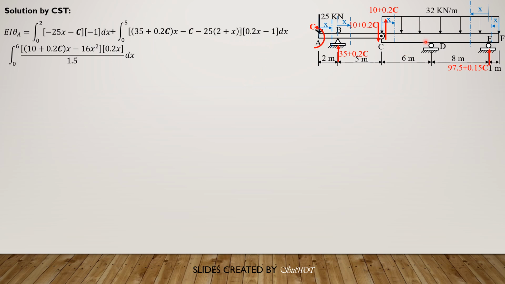Then for the third section, it is the integral of quantity 10 plus 0.2c times x minus 16x squared. The derivative of 10 plus 0.2cx minus 16x squared with respect to c is positive 0.2x, divided by 1.5. Then lastly, in this section here, the integral of quantity 97.5 plus 0.15c times x minus 16 times 1 plus x squared. Then the derivative is 0.15x dx over 1.5.